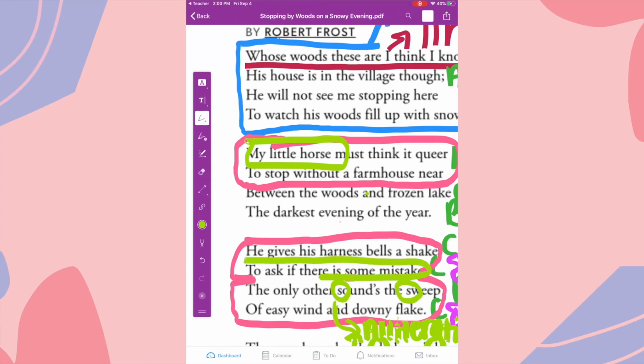This here goes up here with this. The horse is asking if there's a mistake. So what do we know is a type of figurative language where we're giving human-like qualities to animals or objects? This is going to be an example of personification.